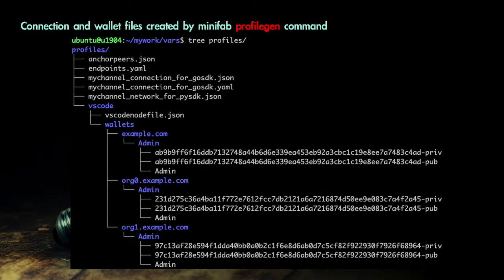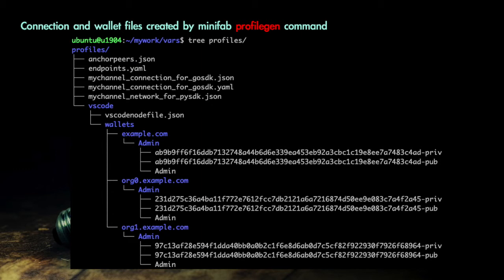Once you have a channel set up, you can run Minifab profilegen command. This command will produce a structure like the picture on the screen. The anchorpeers.json file is produced to allow you to do channel update to set up anchor peer or peers for your Fabric network. As you may already know, without anchor peer, the dynamic service discovery will not find anything. With the JSON fragment in the file, updating the channel configuration to set up anchor peers becomes a lot easier.